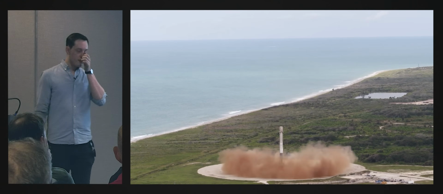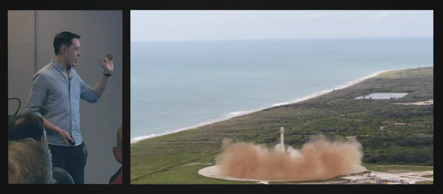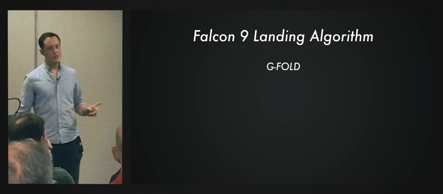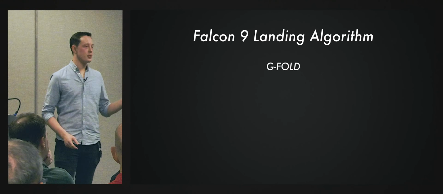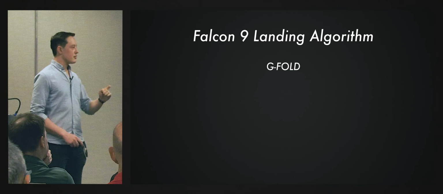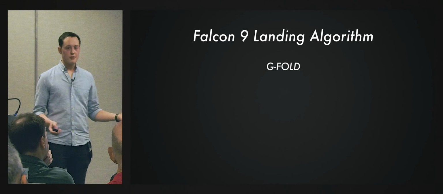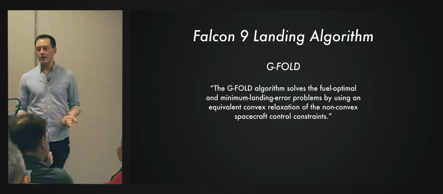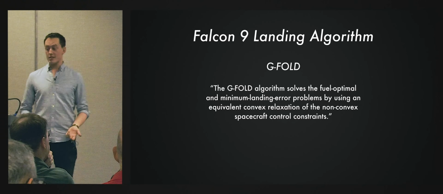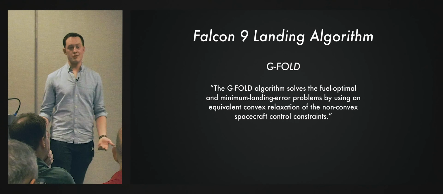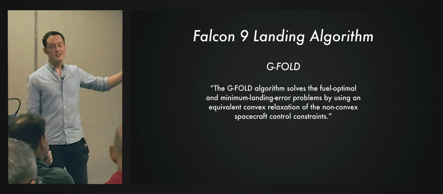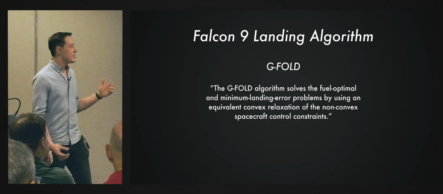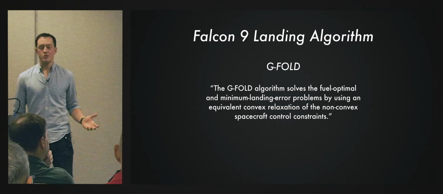So let's do that here. When the Falcon 9 lands, or more accurately, when it's in the air, it is using an algorithm called GFold, which stands for Guidance for Fuel Optimal Large Diverts. To give a really quick and simple explanation, the GFold algorithm solves the fuel optimal and minimum landing error problems by using an equivalent convex relaxation of the non-convex spacecraft control constraints. In fact, the successive convexification of a lot of these algorithms is what allows you to have that non-convex approach to your control constraints.